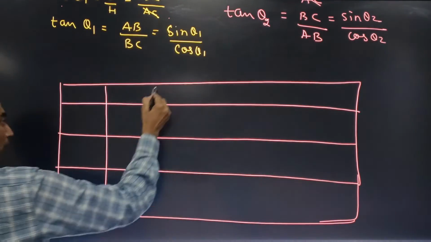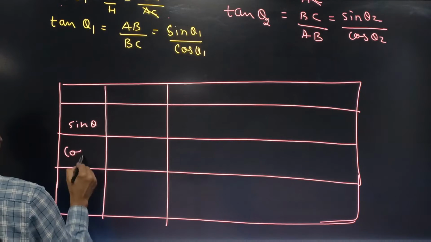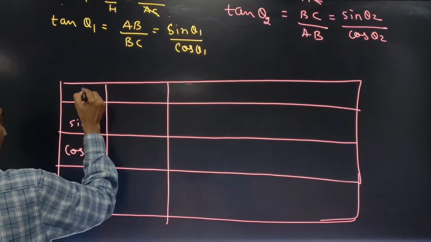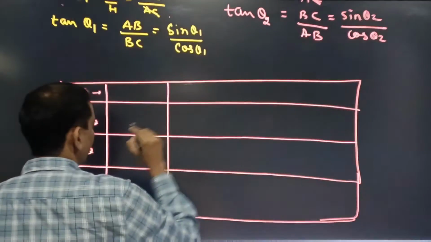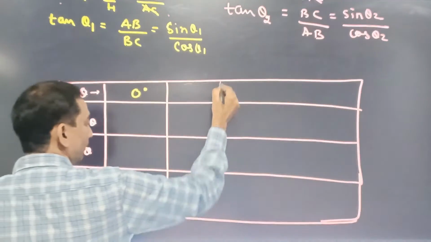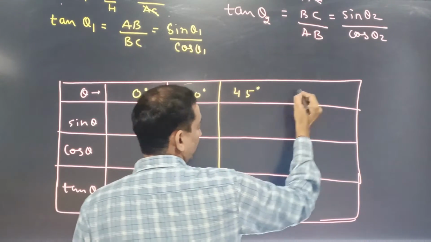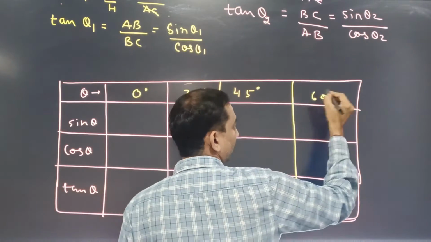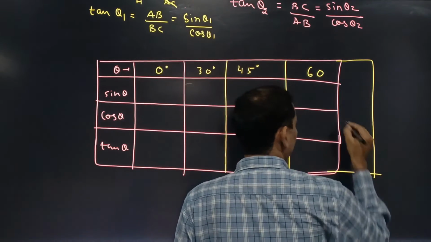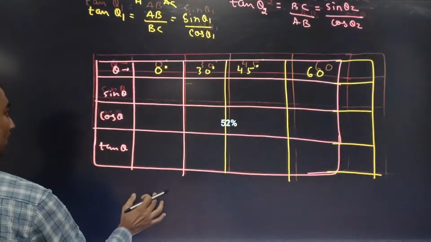So I'm going to write down over here sine of theta, then cos of theta, then tan of theta, and here I am going to write the angles. The first angle is 0 degree, then 30 degrees, then 45 degree, then 60 degrees, and an additional column for 90 degrees. That's it. So these values are all very easy to remember. See what the trick is.